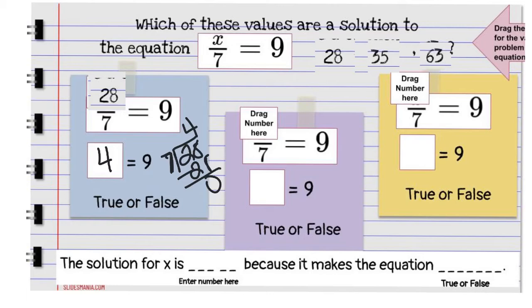Is 4 equal to 9? No, it is not equal. So we put a little line through it. It's not equal. So this one is false, which means 28 cannot be my answer because it did not make this equation true. So now we're going to try our next value, 35.